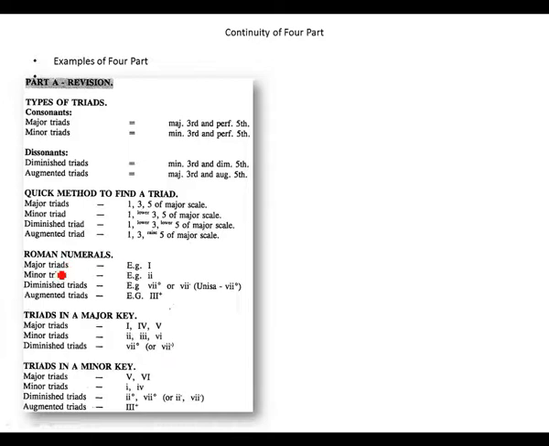Roman numerals. Major triad, for example, is a capital I, a big I. Minor triad, small i. Diminished triad, small i with a small degree sign, or small v with a small degree sign. Augmented triad, a capital I and a positive sign.